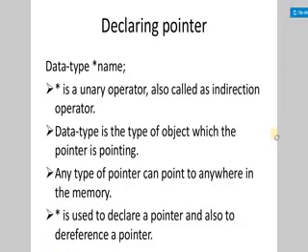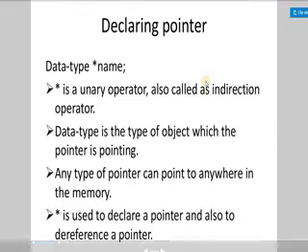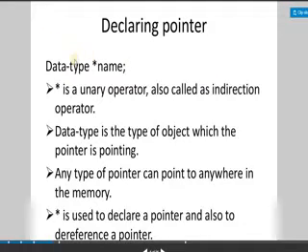Now, how do we declare a pointer variable? First we mention the data type, then we provide the asterisk sign, and then we provide a variable name. This asterisk sign is what makes a variable a pointer variable. If we do not provide the asterisk and only write the data type and name, it will be treated as a simple variable which can store a value.